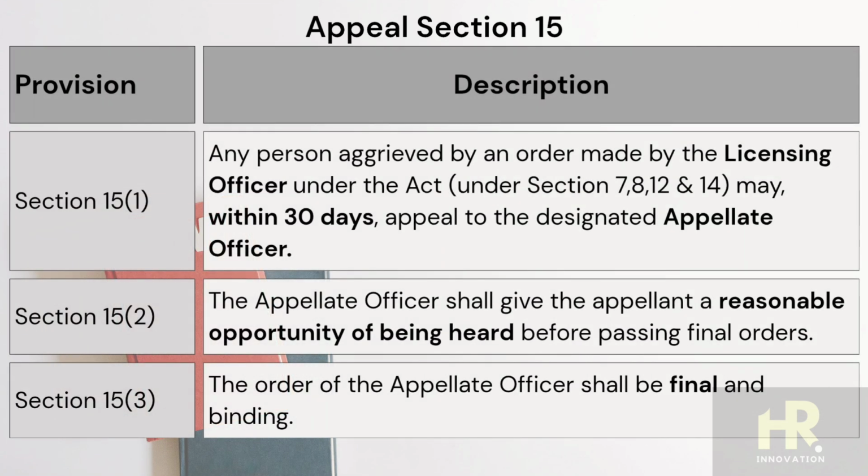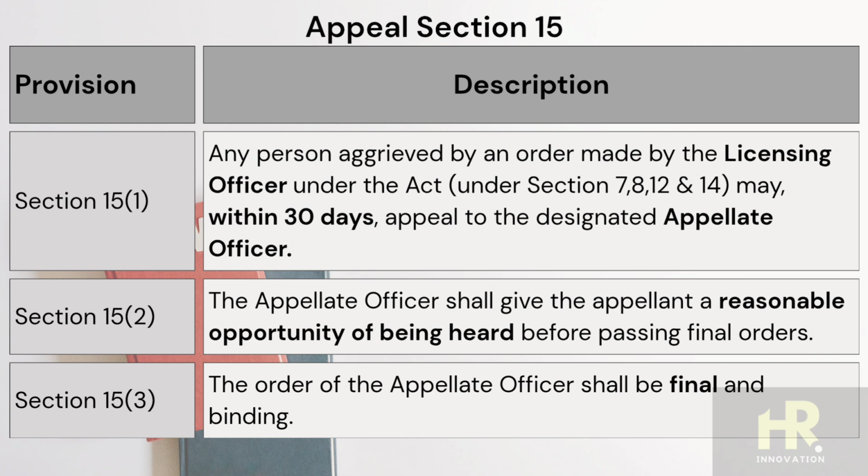Section 15. 1. Who can appeal and when? If anyone is unhappy with the order passed by the licensing officer, under Sections 7, 12, or 14, they can file an appeal. This appeal must be made within 30 days to the appellate officer appointed by the government.